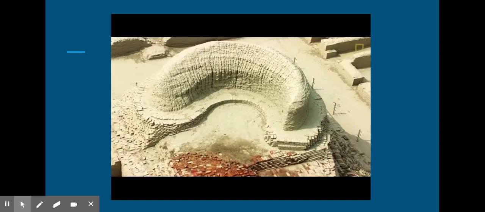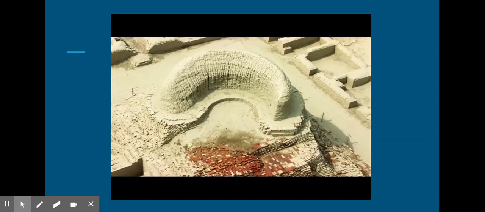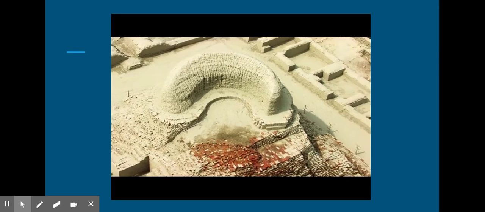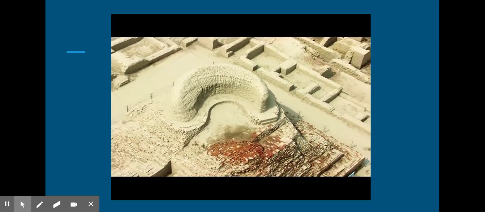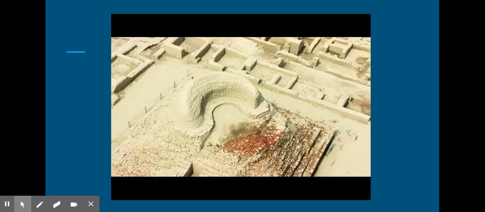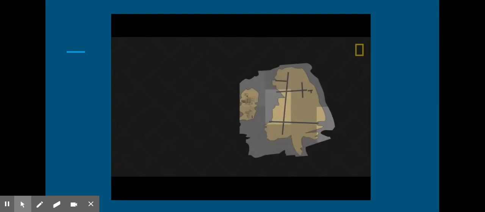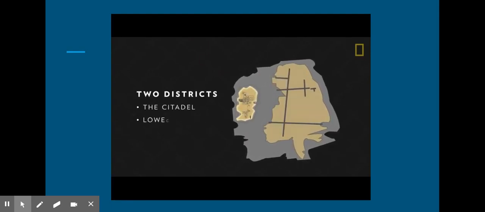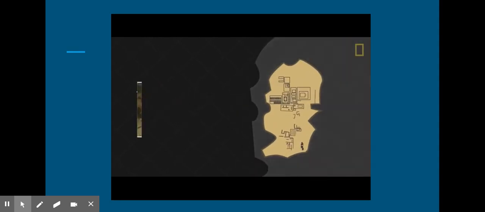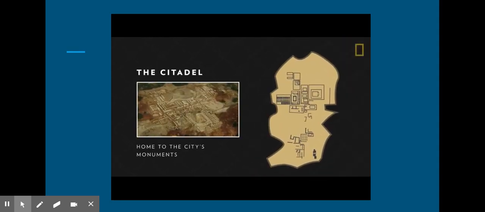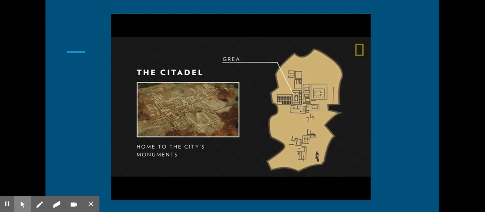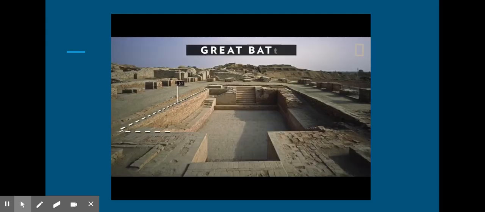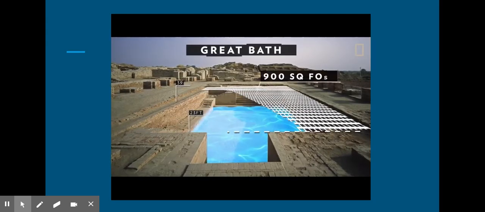Because of Mohenjo-daro's grand scale, archaeologists believe it may have served as a seat of power for the Indus civilization. The city was divided into 2 districts, the Citadel and the Lower Town. The Citadel is home to the city's exceptional monuments, including the Great Bath, a 900-square-foot tank fed from the Indus River.